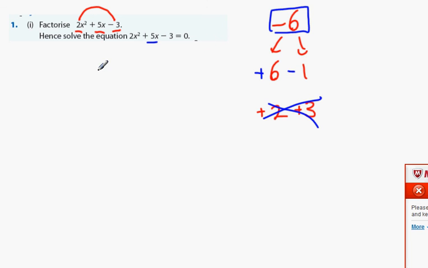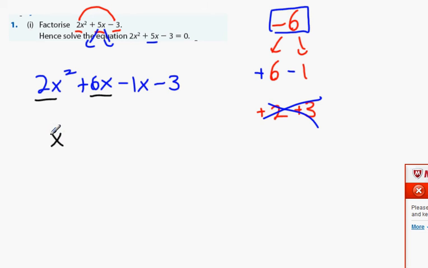Okay? So now we're going to extend it. Remember what we used to do? Break it up in half. Minus. Okay. What do we take out? Yeah, so x is common. Any number that will divide into 2 and 6?